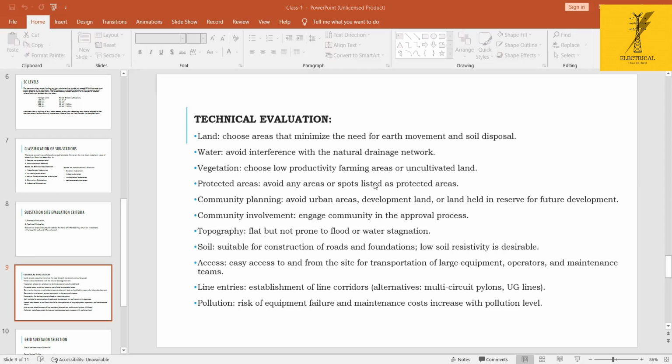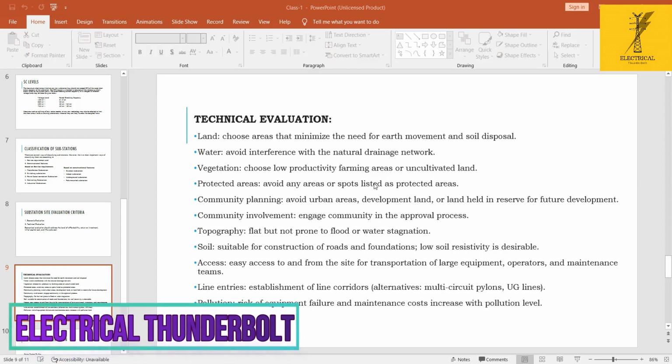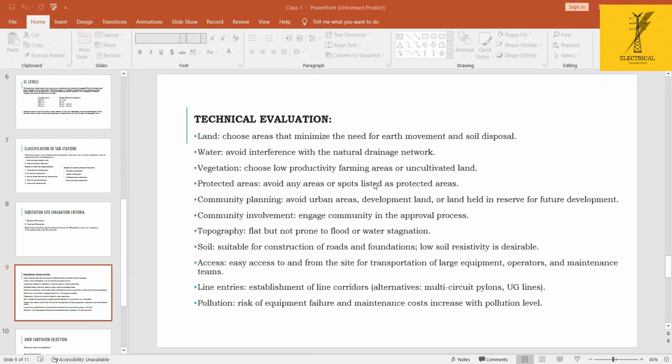Select the soil that should be suitable for construction of roads and foundations. Low soil resistivity is a good option. Why? If you are having a low soil resistivity, then it is easy for you to do the earthing design.